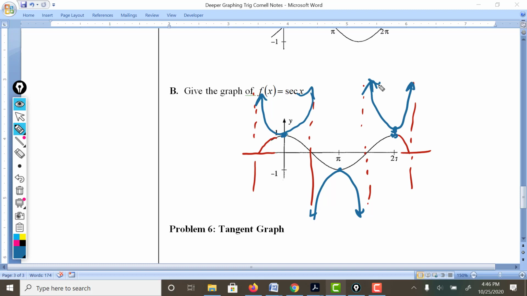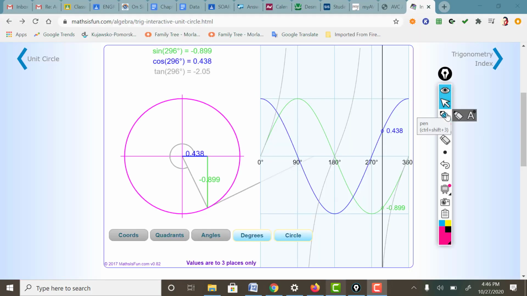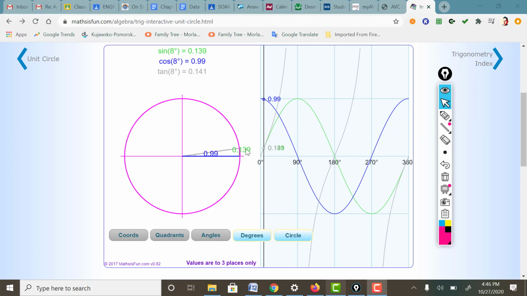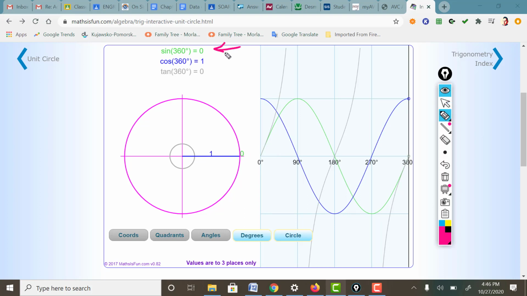Though I will not require you to graph tangent on your own, I do want you to kind of observe how this is formed. So recall that tangent is the ratio of sine over cosine, right? So in this case, the green graph represents sine. And then you have the blue, which represents cosine, and that's the blue one right here. And then the gray one would be the ratio, so that's sine over cosine.